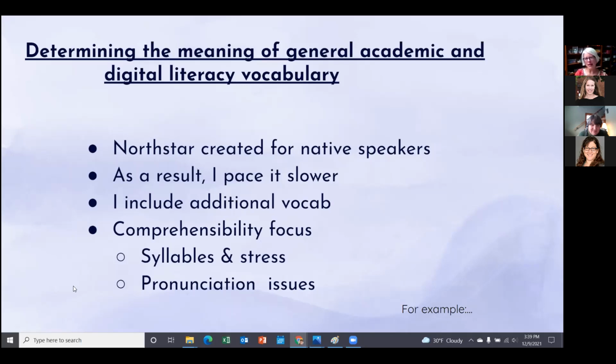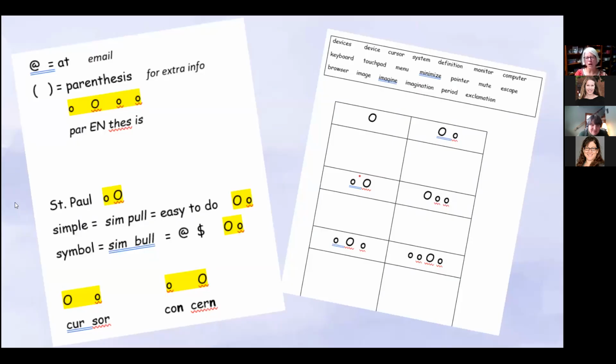The next slide just shows you a couple of examples of how I might break down some of the words and just general English vocabulary that's not included in the Northstar lessons, but that might help them with some of their pronunciation issues. Like we talked about the symbols on top of the number keys and the parentheses and the @ symbol, and how symbol, does that sound like St. Paul? Simple, is it symbol, right?